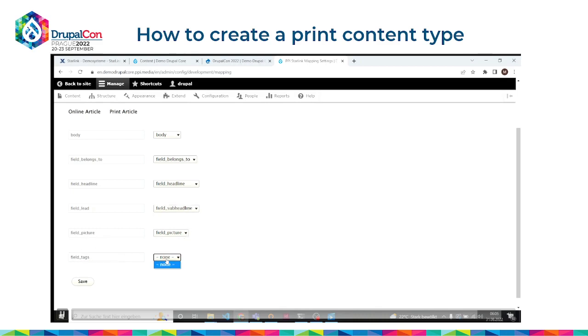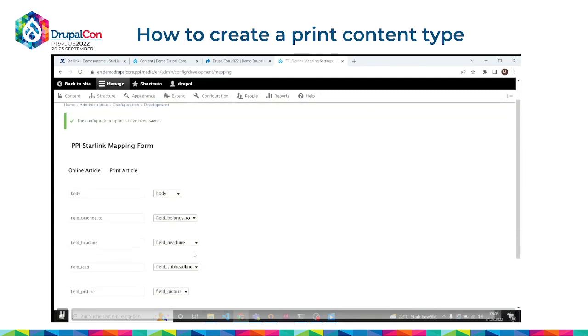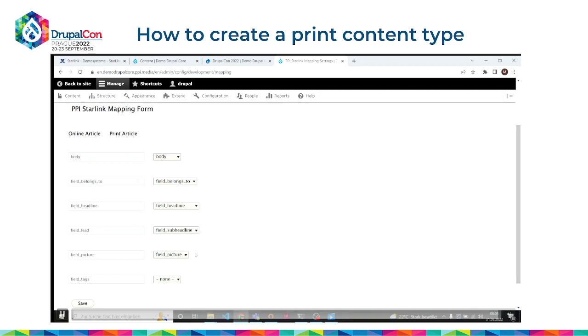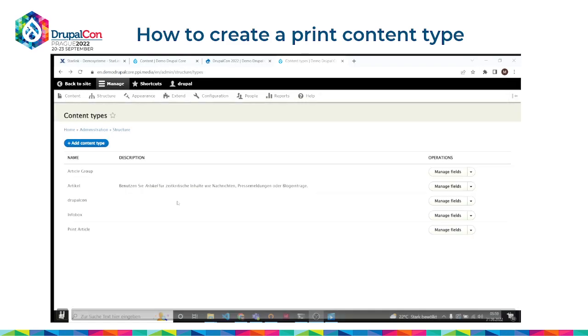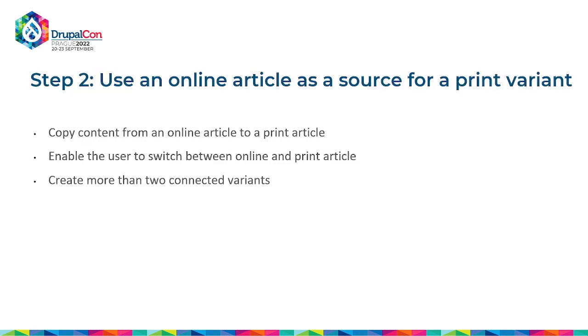And here, like I've said, we'll map the field lead to field subheadline. And for the text, I've just selected none. So that means that we will just ignore the text for print. So if we are having an online article, create a print variant out of it, and the text will just be ignored. So that's basically all for our mapping first. I think it will be a bit more clearer with an example. So we'll see it in the next step.